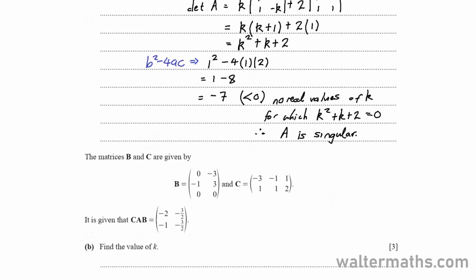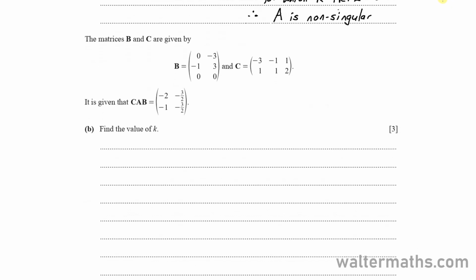So let's go on to part B. The matrices B and C are given by B is equal to 0, minus 3, minus 1, 3, and 0, 0, and C is equal to minus 3, minus 1, 1, and 1, 1, 2. It is given that CAB is equal to the 2 by 2 matrix with elements minus 2, minus 3 over 2, minus 1 and minus 3 over 2. So they say here on B, find the value of k. Here we've been given that CAB is equal to this 2 by 2 matrix. So let's start by finding CAB.